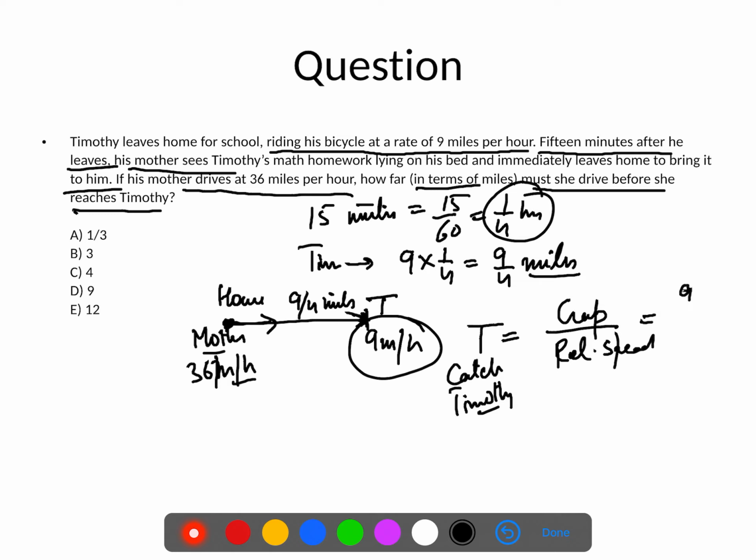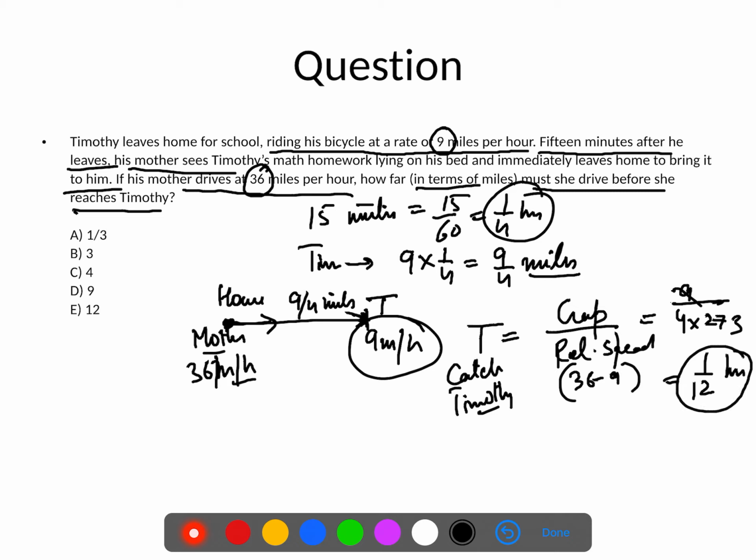So the gap is 9 over 4 miles. And the difference of speeds is 36 minus 9, which would be 27 miles per hour. So 36 minus 9, 27, is the rate at which the gap closes. So she'll take 1 over 12 hours to catch Timothy.